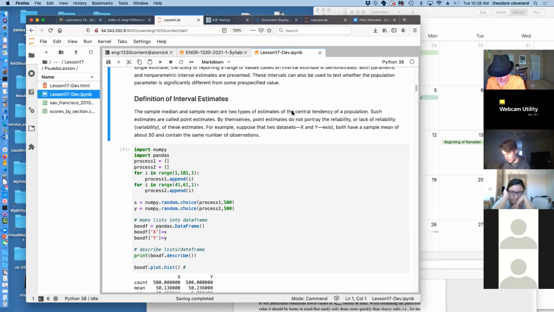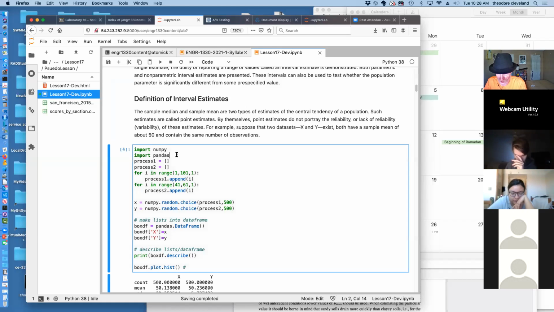Let's suppose we have two data sets cleverly named X and Y. Both have a sample mean of about 50 and the same number of observations. So here we're going to go ahead and create the example.